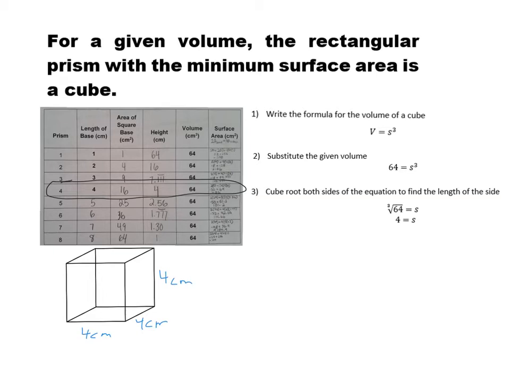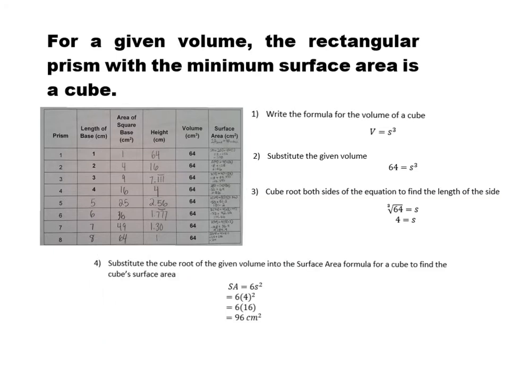When we cube root 64, we get the answer 4, and that tells us that the side length is 4. If we then wanted to find the surface area for our cube, we would then substitute the cube root of the given volume into the surface area.